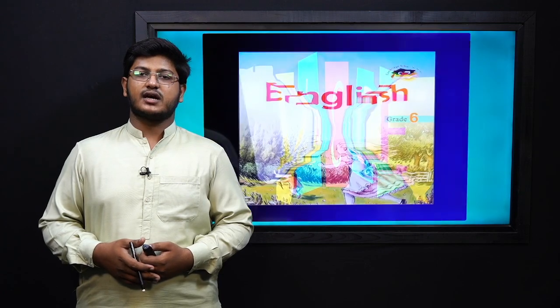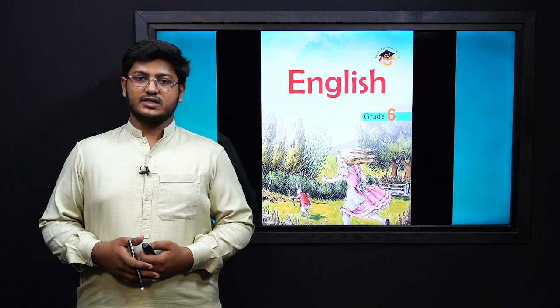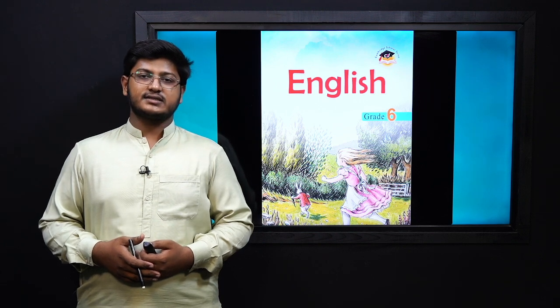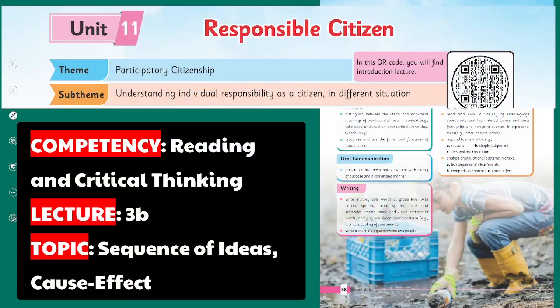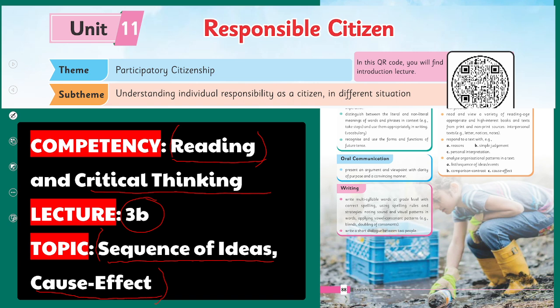I am your instructor Adil Raza and today we have to learn an SLO from grade 6 unit 11. So let's find out what our today's SLO is about. Our today's SLO is about the competency of reading and critical thinking. It's our lecture 3B and the basic topic of this SLO is sequence of ideas and cause and effects. These are the two things which we learn in this SLO. So let's read the SLO.